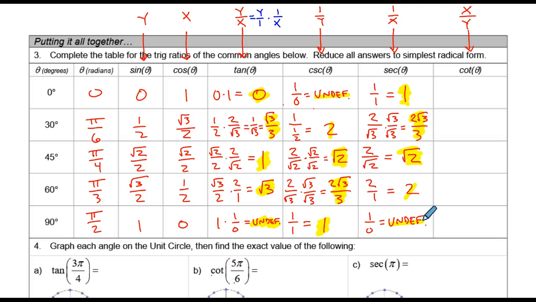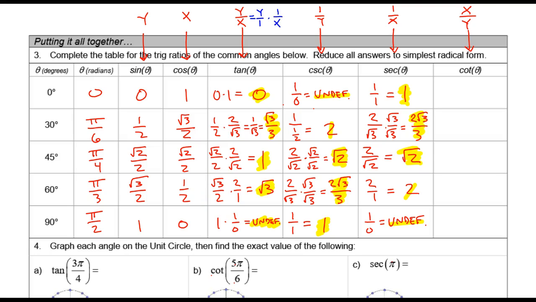Personally, do I think you need to memorize these? No. I'm not going to memorize a table of values like this, but you should be able to construct it if need be. You should be able to go back to the sine and cosine values, which you do need to memorize, and construct all these other values if need be. Okay, let's move on to cotangent.